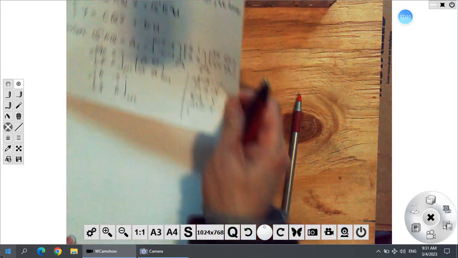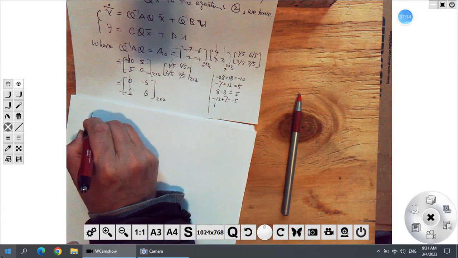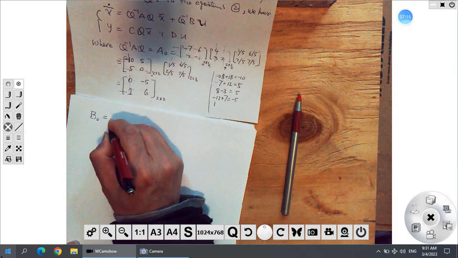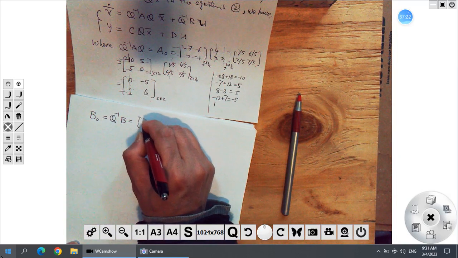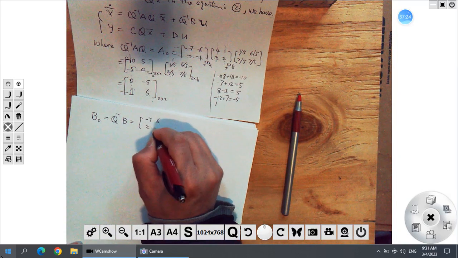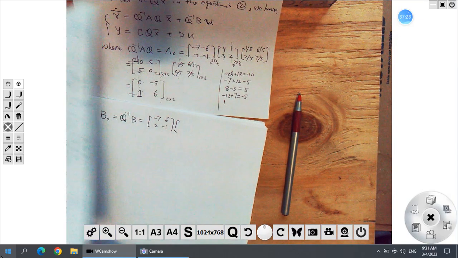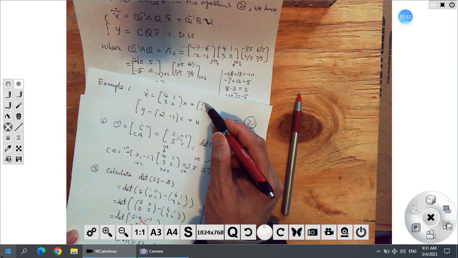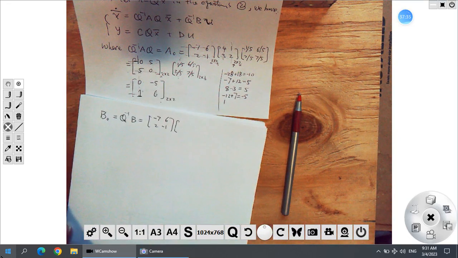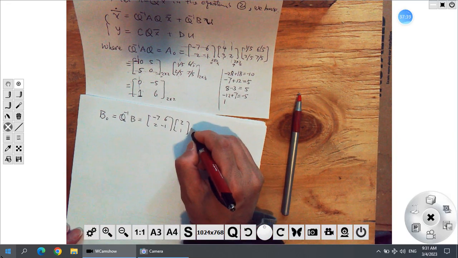Then we can have BO, which is Q inverse times B. The Q inverse is negative 7, 6, 2, negative 1, and B is 2, 1. Okay, I multiply them together.